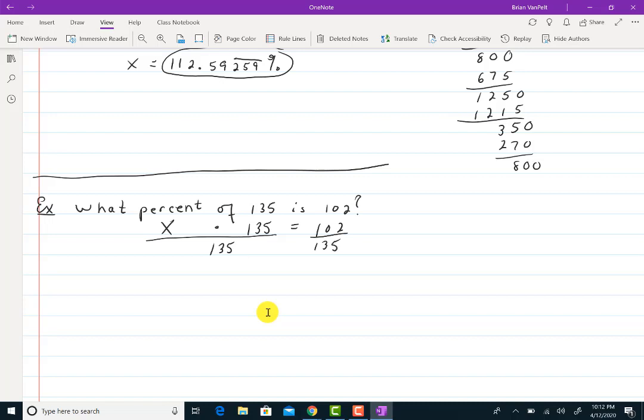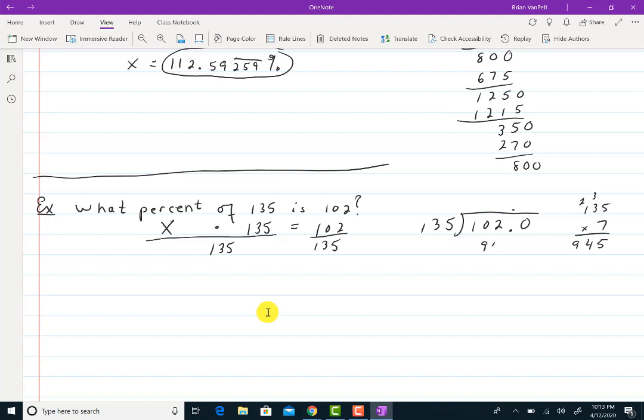135. And I could do like all the other ones. 135 does not go into 102. So I can add a 0 and see how many times it goes into 1020. Oh. Well, let's see. 7 times 135. That's 5. Carry the 3. 21, 24. 2. 7 plus 2 is 9. 945. Add another 135, and that's too much.